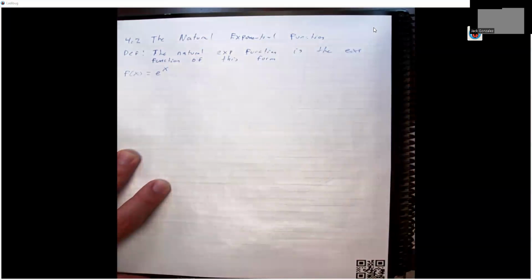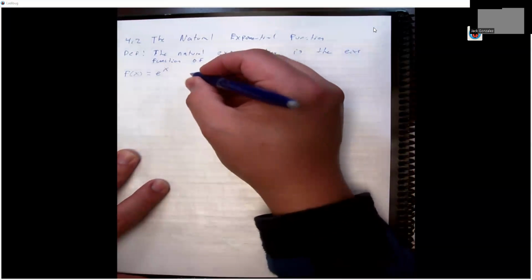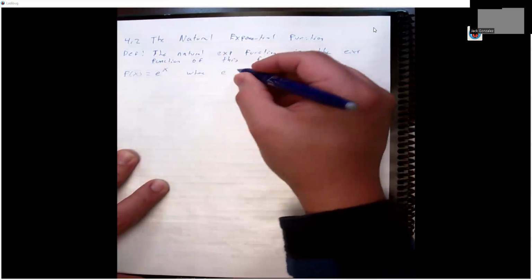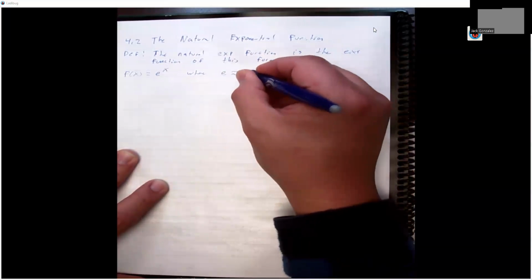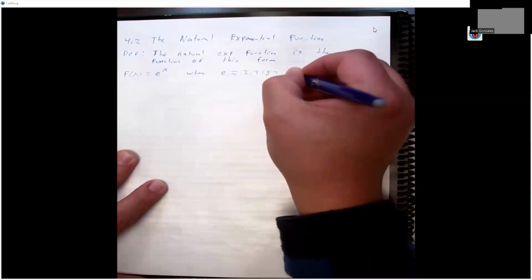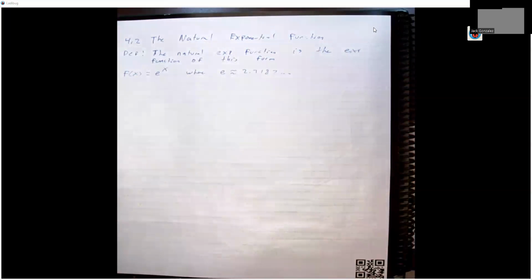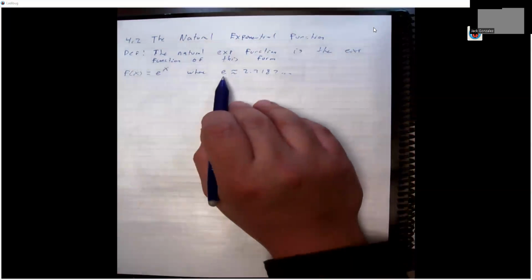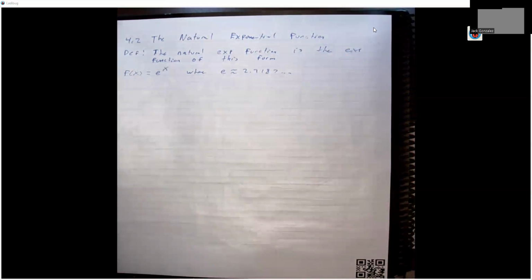That's equal to e to the x, where e is approximately 2.718, whatever. It's kind of like pi. It's a special number, also called Euler's number or the natural number. So when you hear natural log, all that stuff, they're talking about e. Okay. 2.7182.